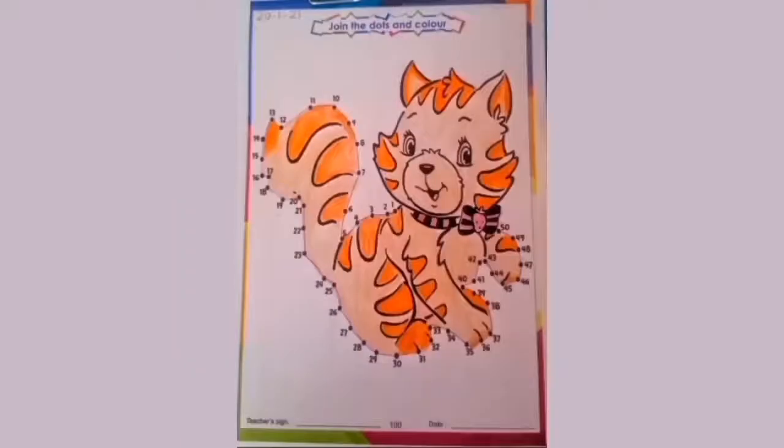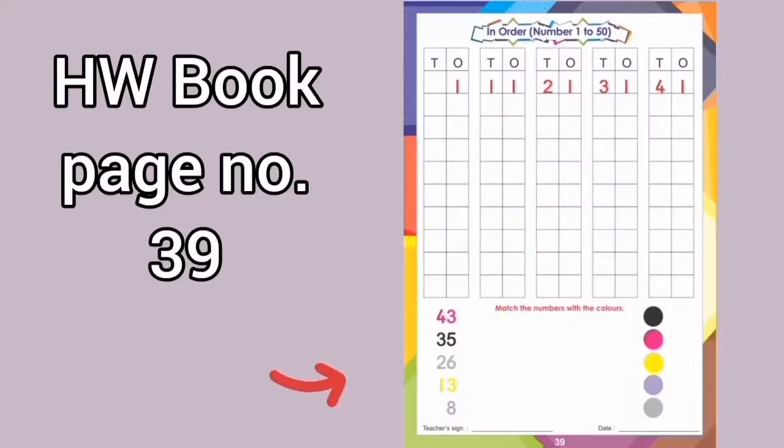You have to fill the color like this. You have to complete in order 1 to 50 in the homework book, page number 39. Hope you all learned in order 1 to 50.